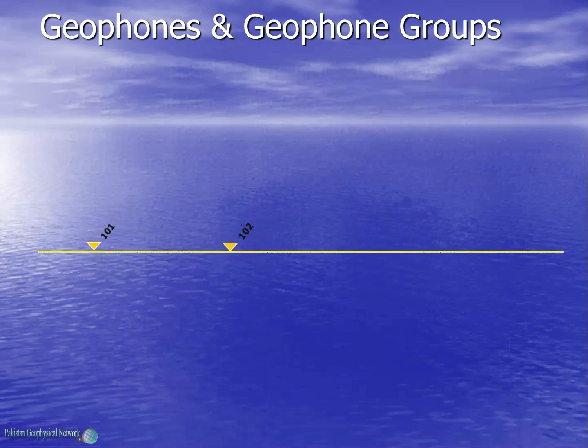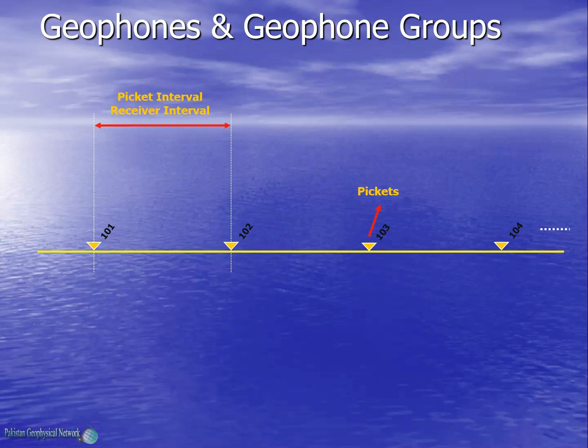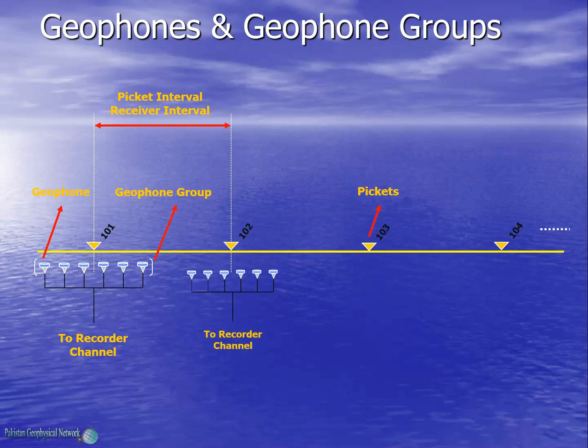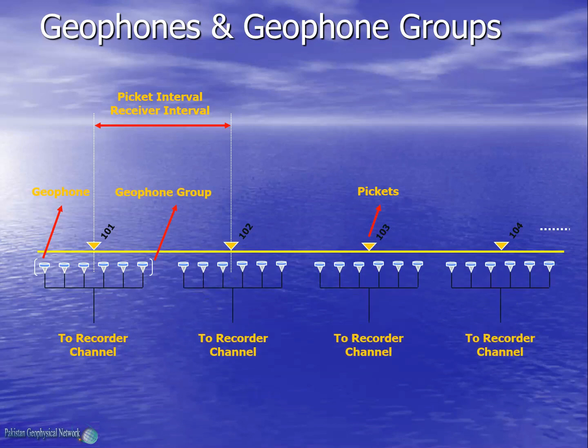Now let's consider a seismic line with marked picket numbers. Now the picket interval is also the receiver interval. This is an individual geophone, while together they make up the geophone group. All the geophones in the group are connected in parallel to a single recording channel. In this way, each picket has a geophone group which is connected to a channel in the recorder.